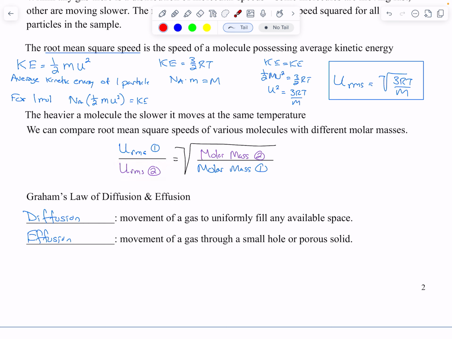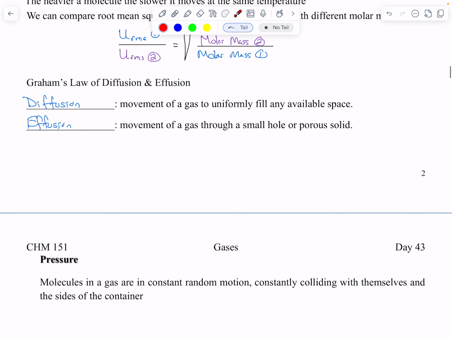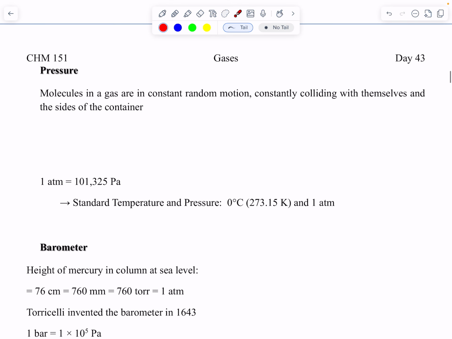All right. So how do we measure how much gas is there? Is the next question we ask. And that's pressure. Pressure is how we measure how much gas is there, right? And so we know that molecules in a gas are in constant motion and they're colliding, right? And pressure is force over area, which is newtons per meter squared, which is a Pa, a Pascal.